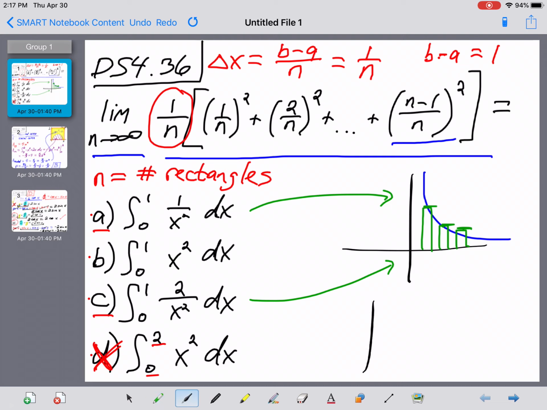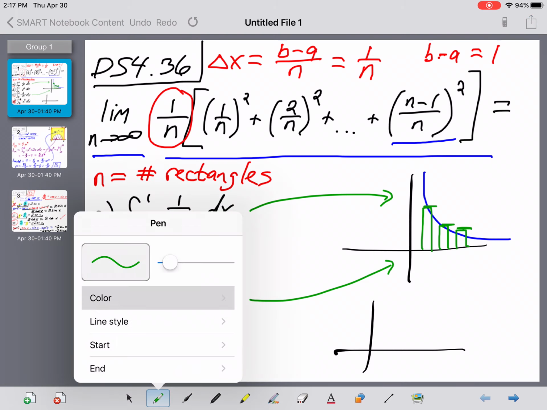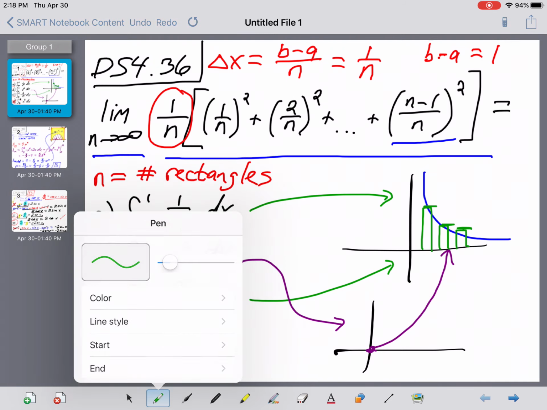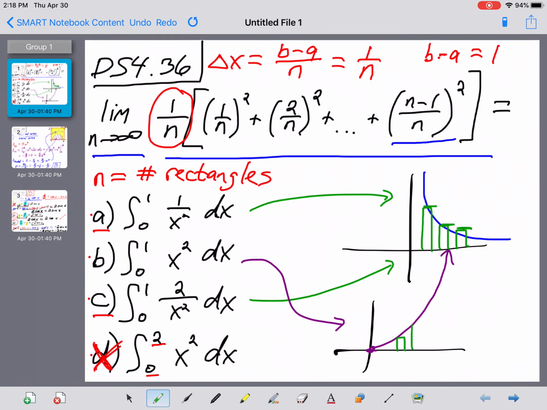Now, contrast that with the graph of, let me switch to purple right here, with the graph of the function x squared, which is a parabola opening upward. And now if I try to draw rectangles underneath that, now what we're going to see is that the heights of those rectangles are increasing as we move from left to right. Now that becomes important because if we take a look at these terms inside the brackets, if we recall, the 1 over n out in front represented the width of each one of those rectangles, but what's left inside the brackets represents the heights of all of your rectangles.